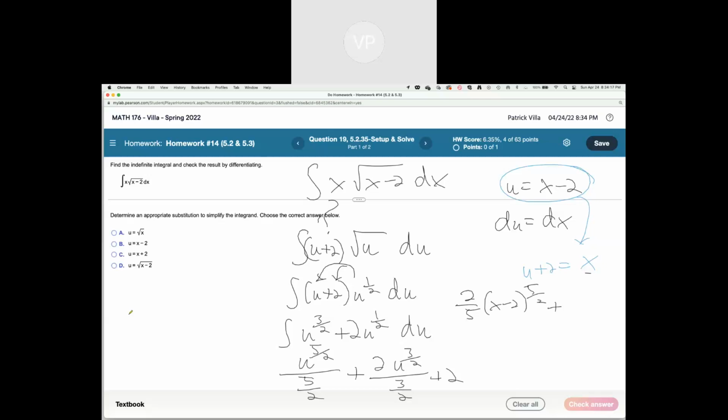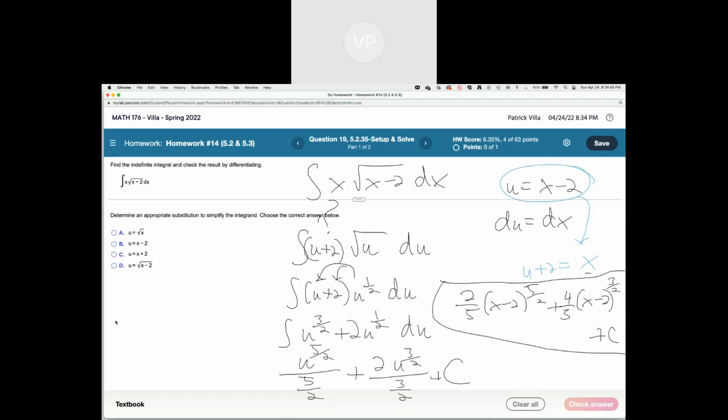And same thing over here. This is going to be 2/3 times 2, so it's 4/3. And that x minus 2 to the 3 halves. And last, by the way, this is a little typo. That's supposed to be a plus c back here. I don't know why I wrote a 2, but it's a plus c. Now, that whole big thing is what we have as our answer. That's what I need to type here into our problem.